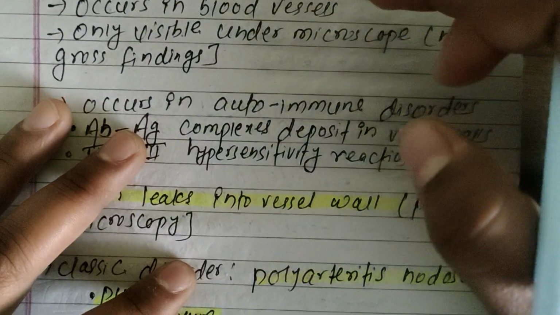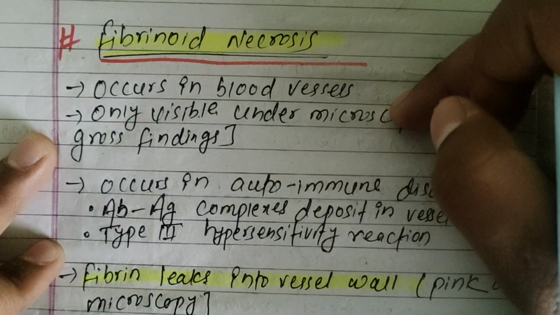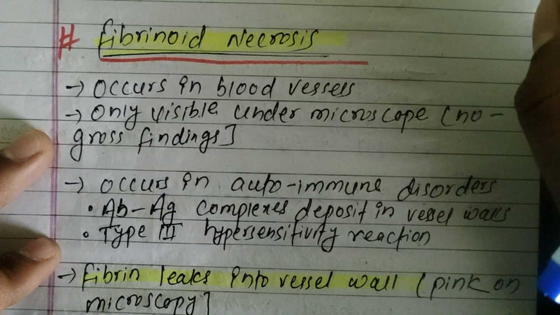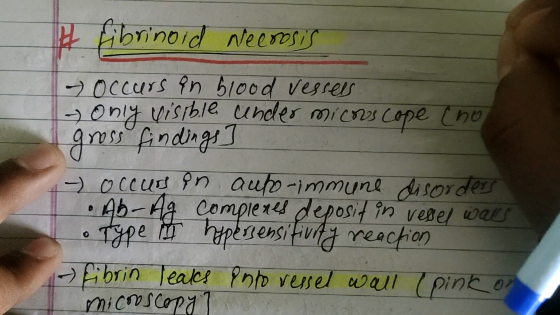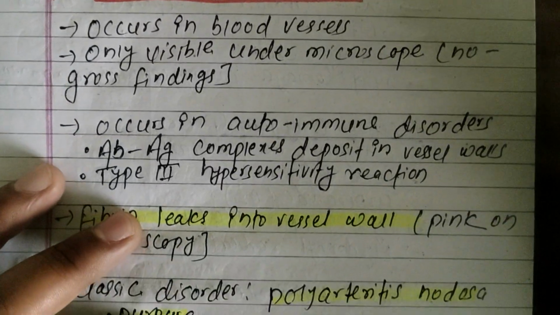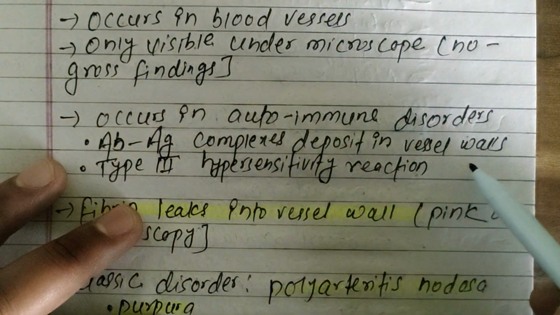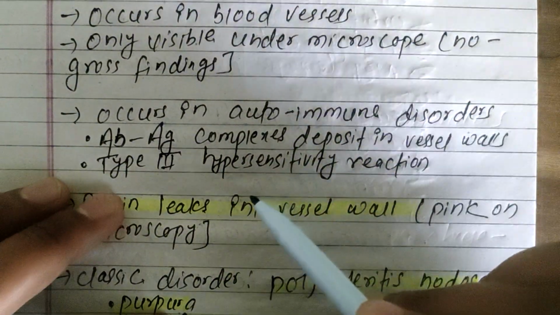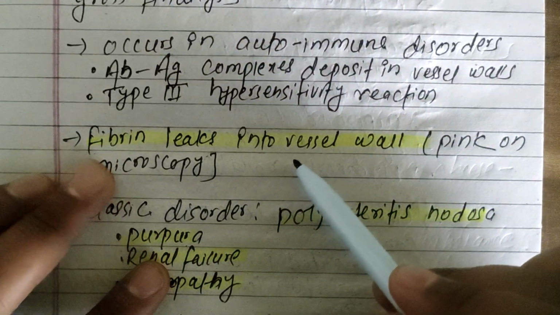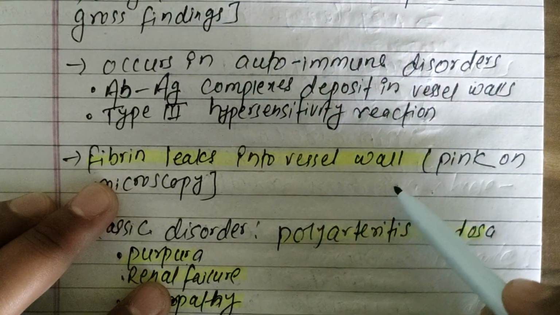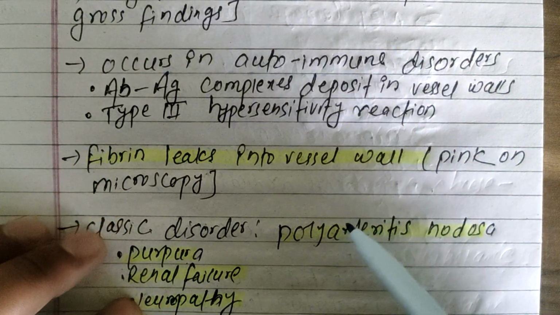Now, next is fibrinoid necrosis. It occurs in the blood vessels. It is only visible under the microscope. There is no gross finding in fibrinoid necrosis. It occurs in autoimmune disorders, that is, antigen antibody complex deposition in the vessel wall, and type 3 hypersensitivity reactions. The fibrin leaks into the vessel wall. This appears pink on microscopy.